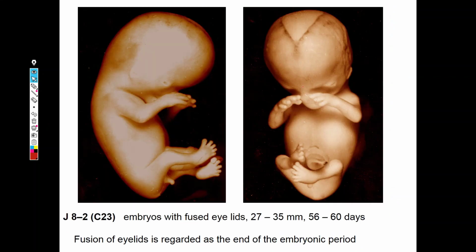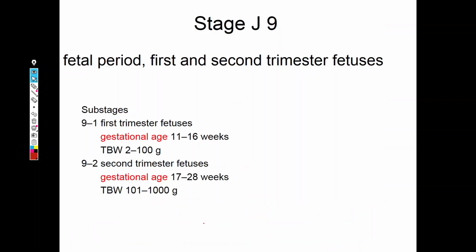Nice. And here we can see fused eyelids together, so the eyes are closed here. Once again, the fusion of eyelids is regarded as the end of the embryonic period. And now we have the fetal period. So, the first and the second trimester fetuses, really, the fetal period. So, what can I tell you about the fetal period?